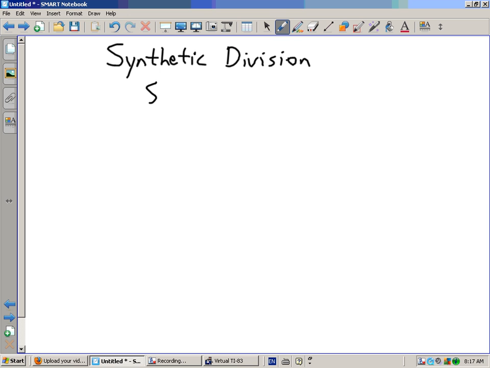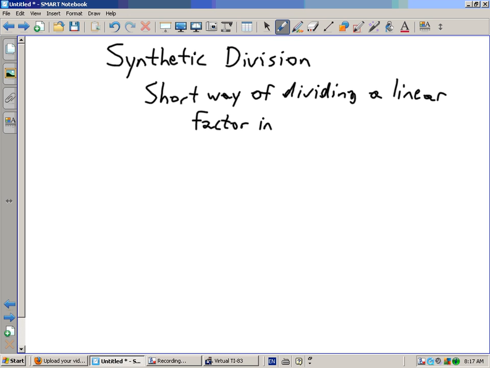It is a shorthand way of dividing a linear factor, and we'll get into that in just a moment, into a polynomial. And when I say a linear factor, what I mean is x plus or minus some number. Okay? We're not going to be able to divide a quadratic into a higher order polynomial. It's got to be a linear factor.